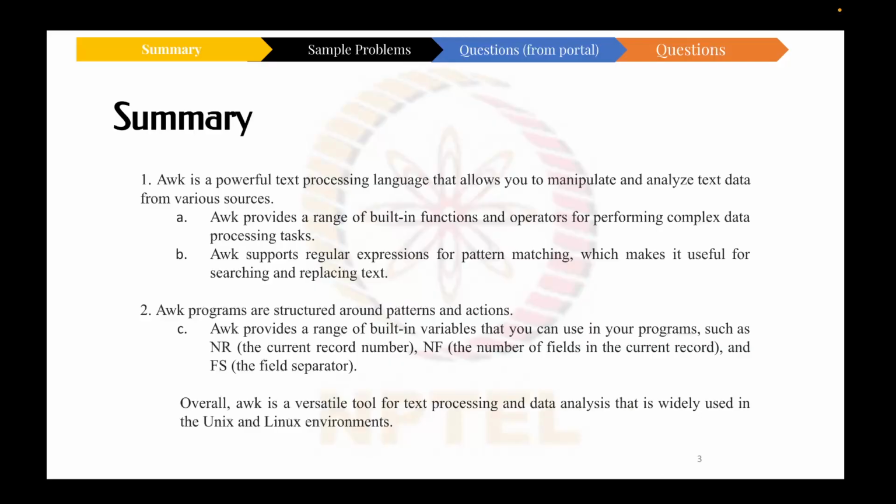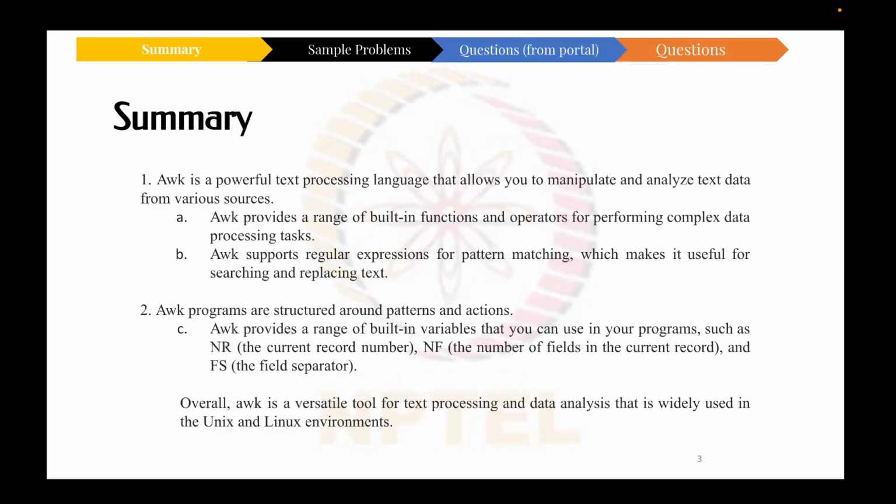awk programs are structured around patterns and actions. In awk programs, a pattern specifies a condition that must be met before the action is executed. An action is a sequence of commands that are executed if the pattern is matched. This allows you to selectively process data based on specific criteria.